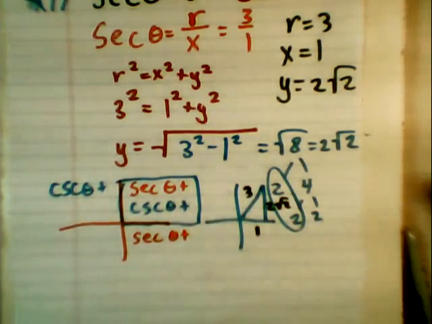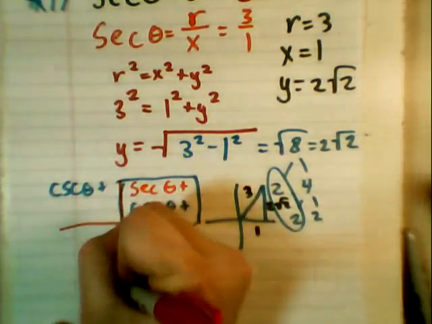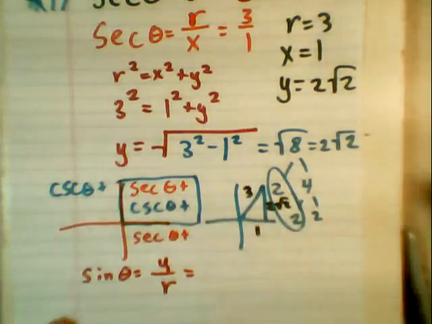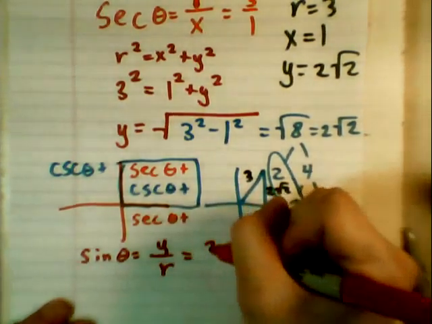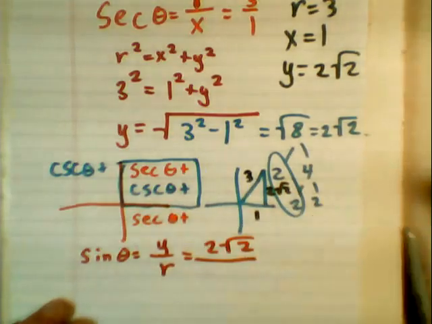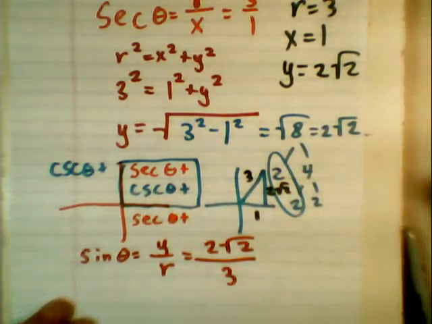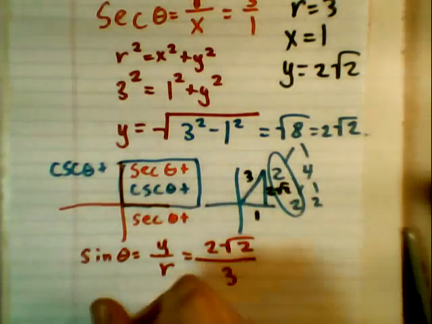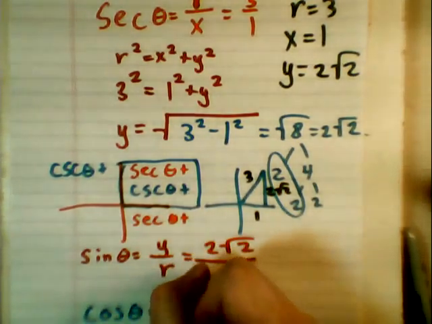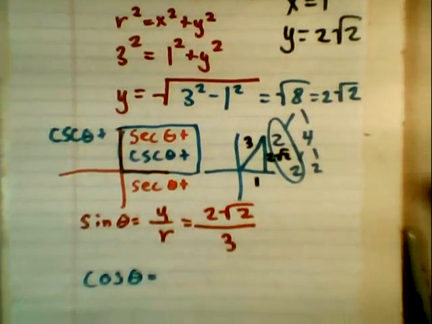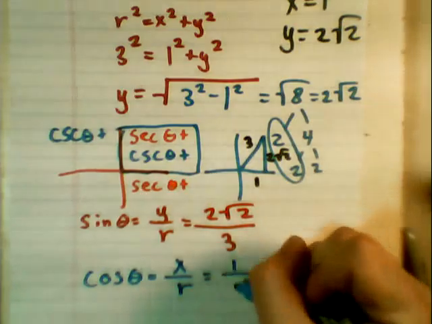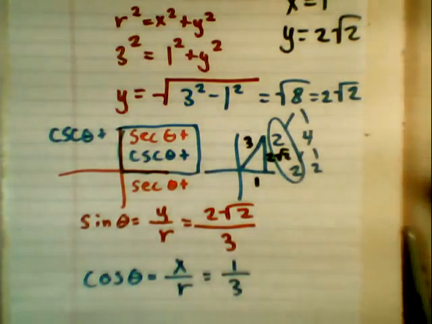Let's start with sine. We know that sine of theta is y over r. So our y is 2 square root of 2, and our r is 3. That's the answer for sine. Let's go ahead and do cosine. We know that cosine is x over r. Our x is 1, and our r is 3, so cosine theta is 1/3.